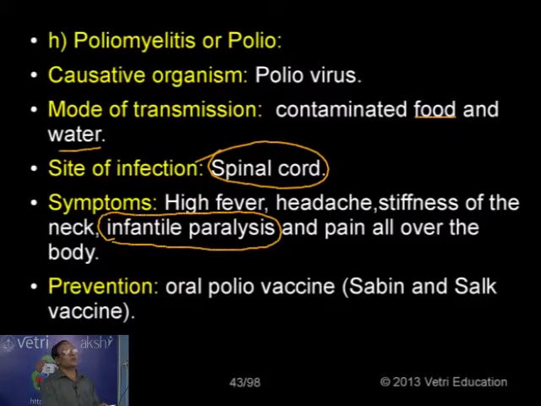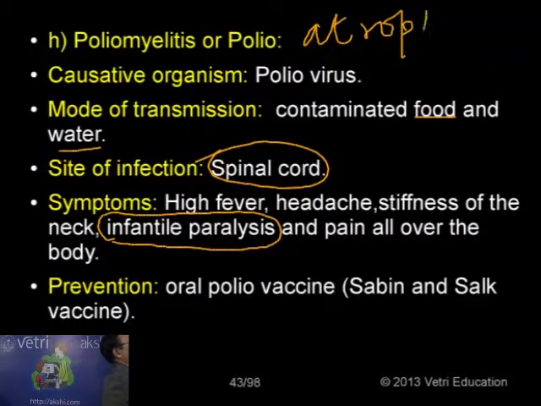The main symptoms: high fever, headache, stiffness of the neck, and, as I mentioned already, infantile paralysis. The child is unable to walk. The limbs become atrophied. In polio patients the limbs become reduced in size, and the muscles have been degenerated or lost. That condition is called atrophy, nothing but shrinkage in size, particularly of the limbs. Also the child develops pain all over the body muscles.